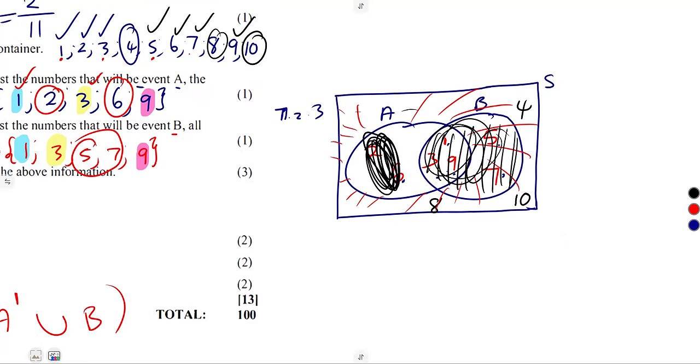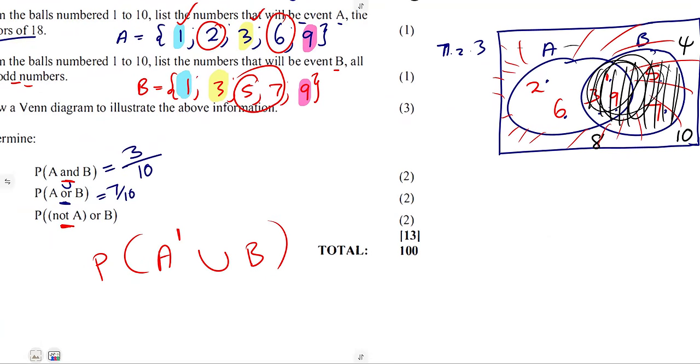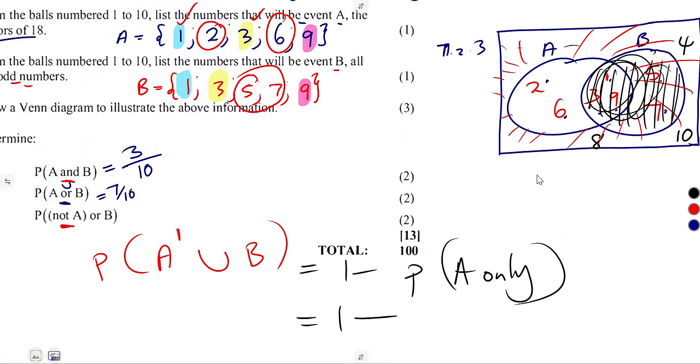We do not need A only. So you can easily write this as 1 minus the probability of what? Of A only. Remove what is in A only. Probability of A only is what? 2 out of what? 2 out of 11. Remember, all the terms are 11. Sorry, they are 10, not 11. 2 out of 10. So 1 minus 2 out of 10 is going to be 8 out of 10.